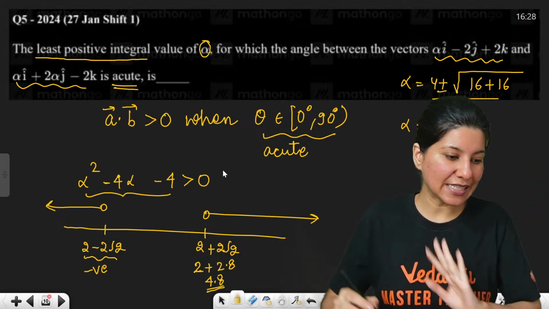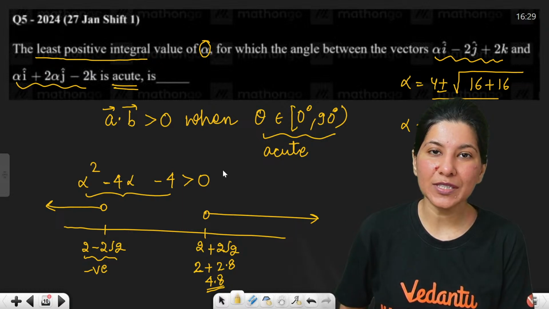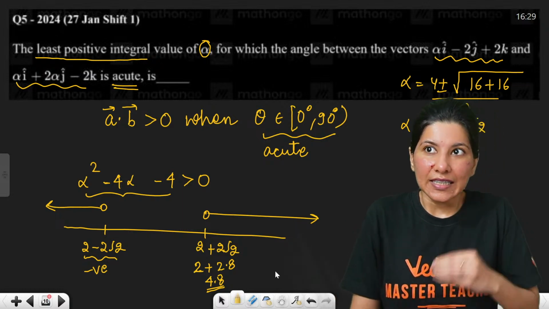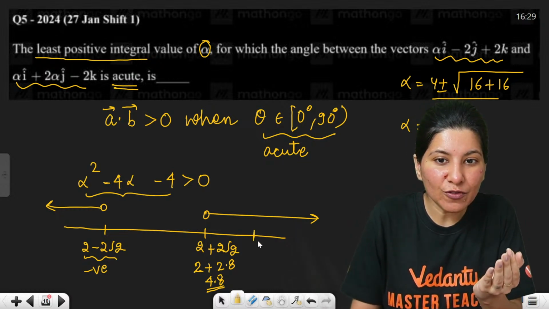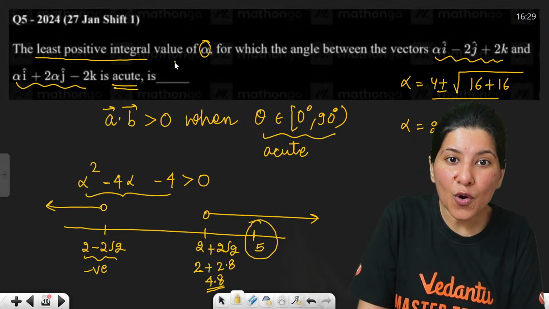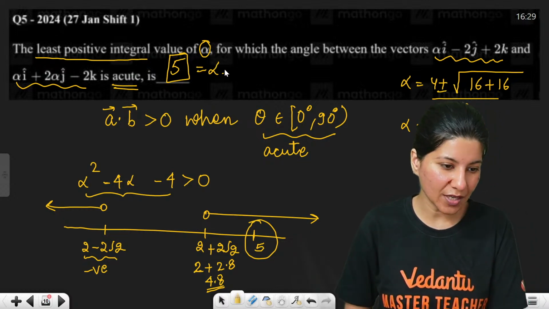Least positive integral value. Who will tell me? Tell me least positive integral value. Alpha should be greater than 4.8. And the first positive integral value after 4.8 that you are going to encounter is 5, my dear students. Alpha is equal to 5. What do you think about this question?